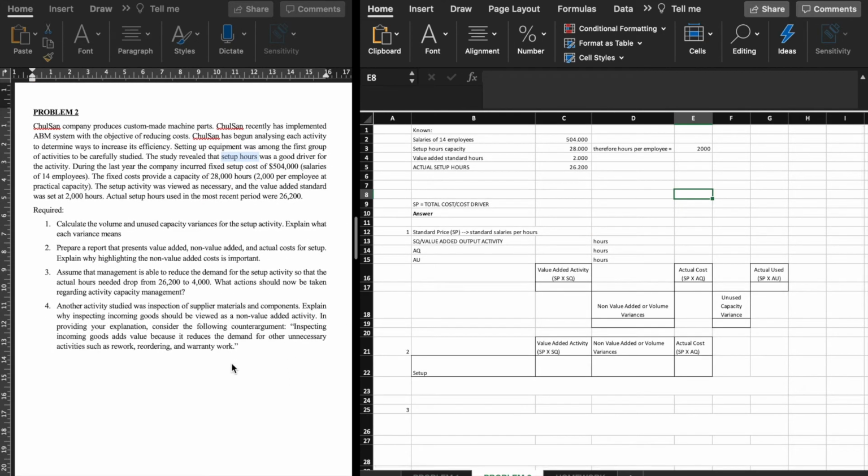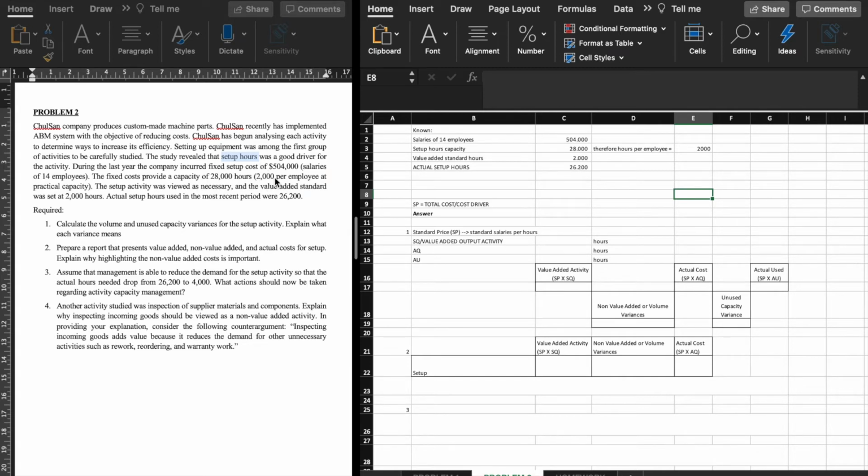For problem 2, Chosun Company produces custom-made machine parts. Chosun recently implemented an ABM system with the objective of reducing costs. Chosun has begun analyzing each activity to determine ways to increase its efficiency. Setting up equipment was among the first group of activities to be carefully studied. The study revealed that setup hours were a good driver for the activity.